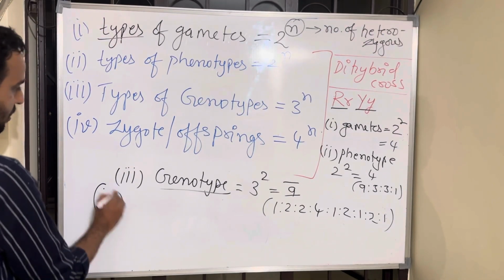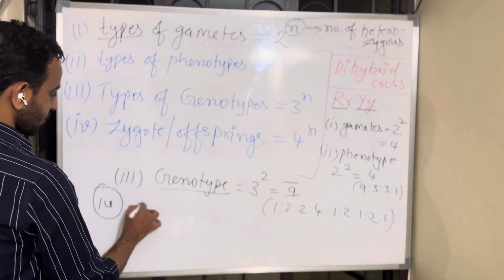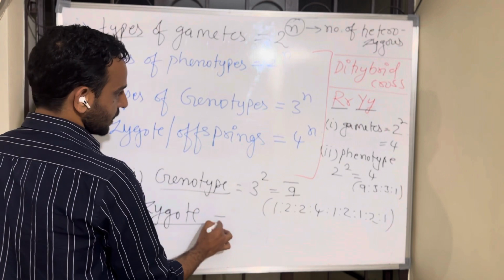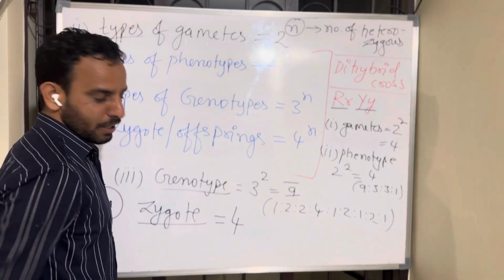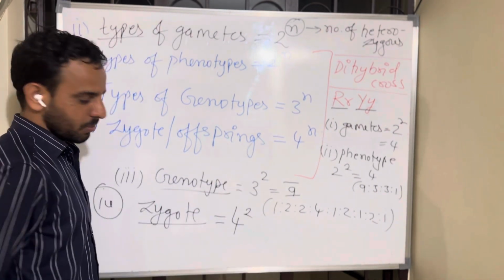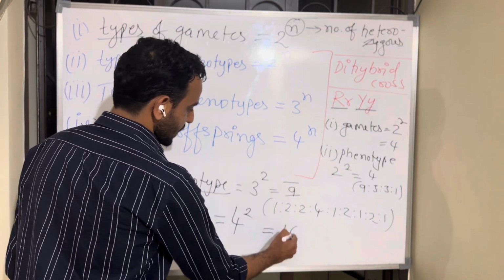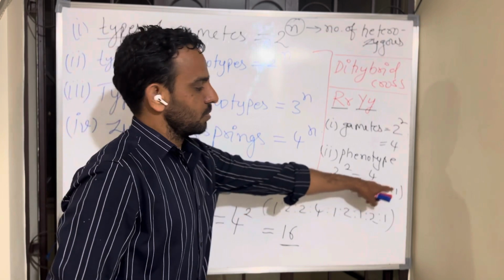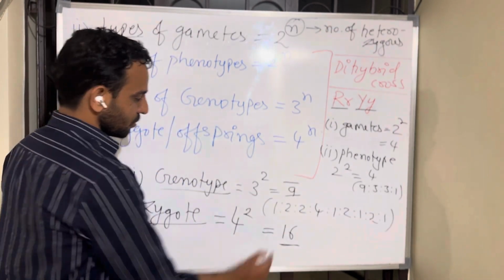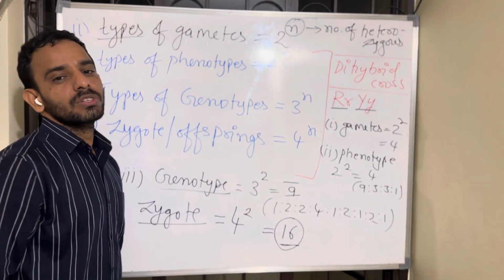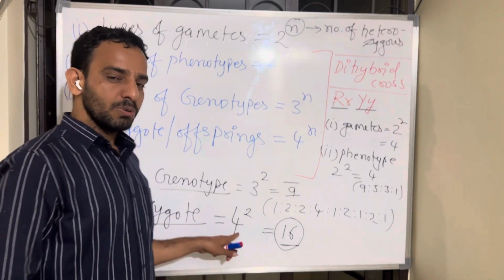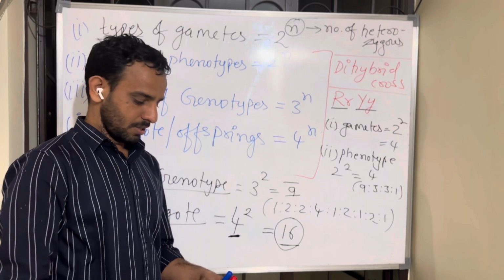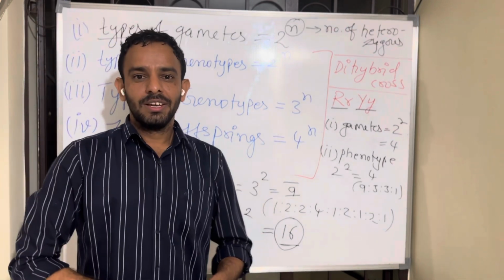And what is the fourth one? Zygote or offsprings. So types of zygote and offsprings in F2. So what will we get here? We will get 4 to the power n. So which cross is this? Dihybrid. So how many will we get? We will get 16 offsprings. Correct or not? 9 plus 3 plus 3 plus 1. So how many offsprings will we get here? 16. Similarly, in trihybrid cross, if we verify, then we will get 64.